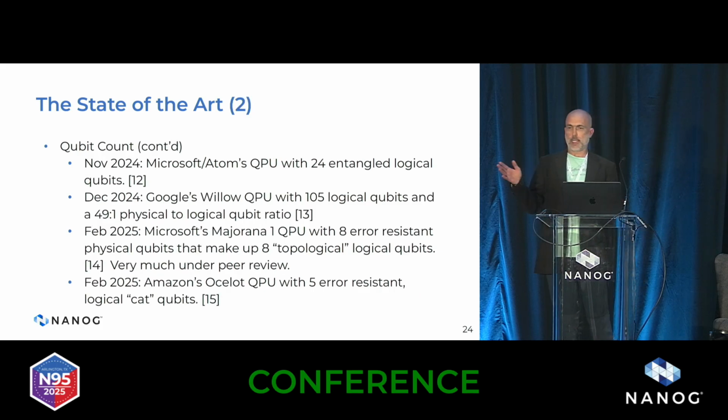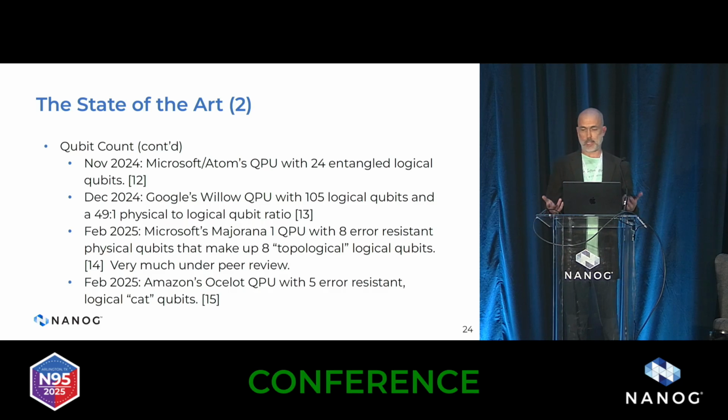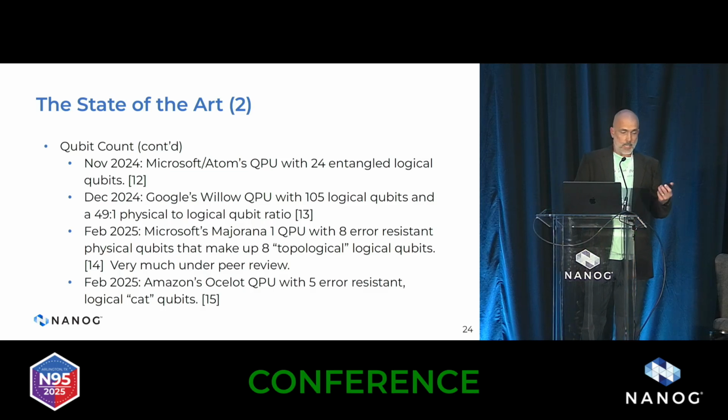Google's Willow, on the second indented bullet point there, late last year, was the first successful implementation of a logical qubit where the error rate was less than the physical qubits that made it up. And that's the unimpressive state of the art.